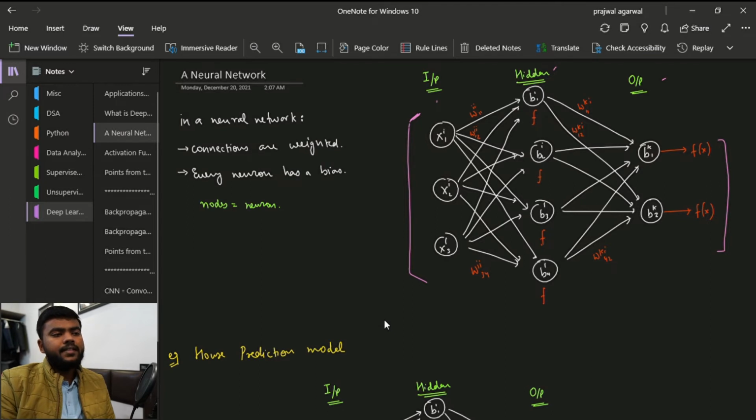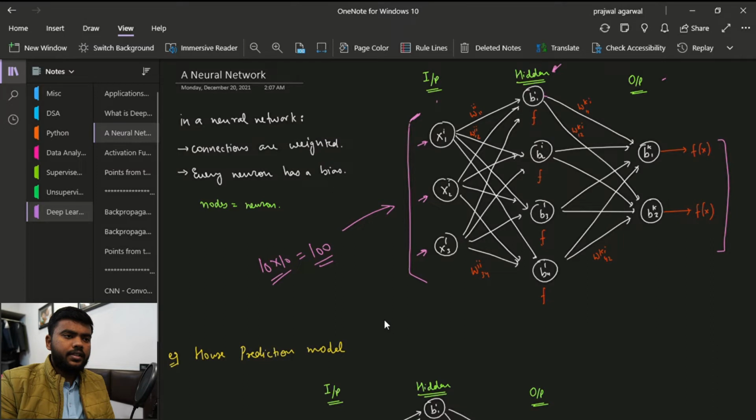X is basically the input. From here we provide the input, and the input is actually the input of features. So if we are passing an image of 10 by 10 pixels through a neural network, then we will have 100 features to pass through this input layer. Then we have the hidden layer. The number of hidden layers and the number of nodes in the hidden layer is completely user defined. They can be anything.